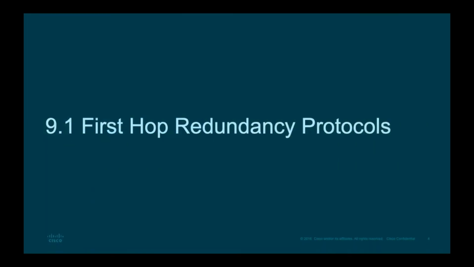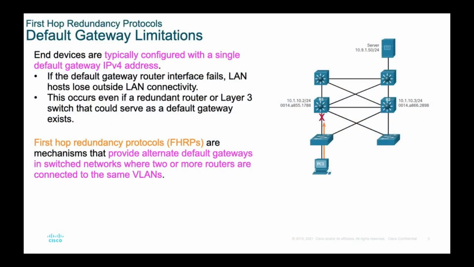9.1, our first topic, First Hop Redundancy Protocol. Implementation of one gateway has a limitation. If something happens to our gateway, our device will not be able to reach the network, even though we might deploy multiple gateways inside our network. But on the client side, they are only able to configure one default gateway. So they cannot switch to another gateway if the first gateway has a problem.